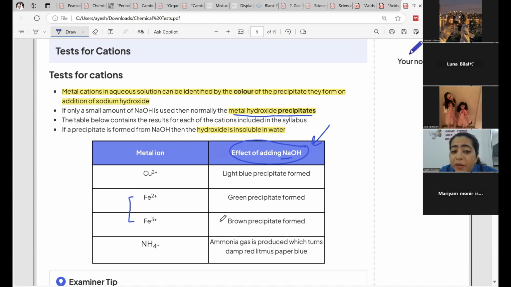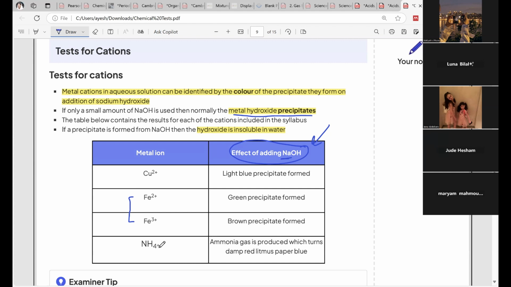No, don't write the green solution or brown solution. It will be wrong. Okay, this question can come in 2 marks as well, one for the color, one for the state. All are going to basically be precipitates, meaning the solid form.